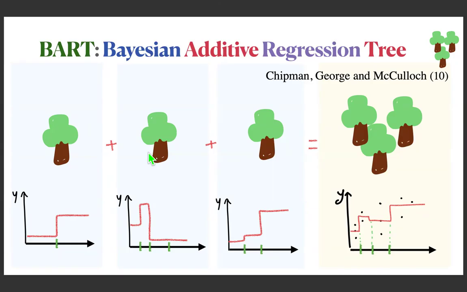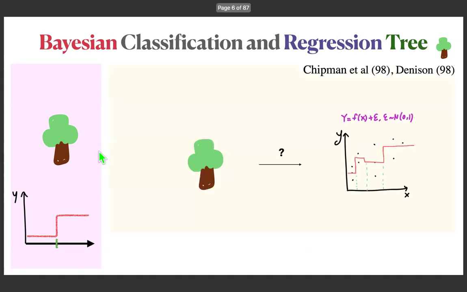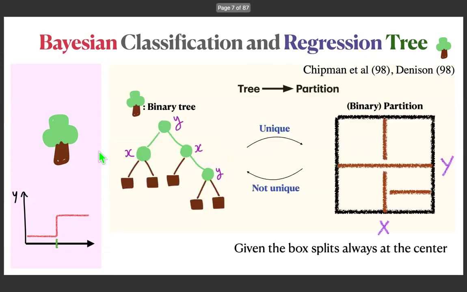Because understanding its mixing property is pretty challenging, we decided to focus on a single tree as a starting point of this line of research. This single tree has a name: Bayesian classification and regression tree, Bayesian CART. I first want to clarify what I meant by saying that a tree is a regression. How can it be?